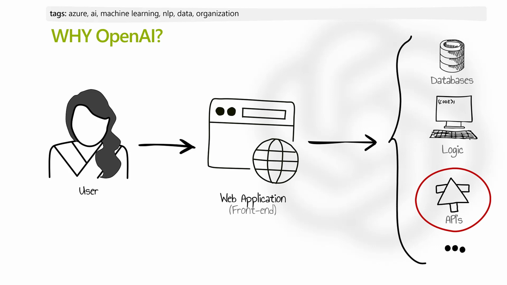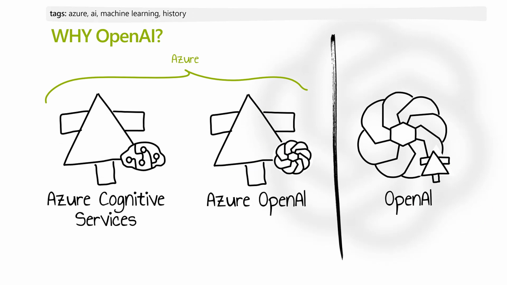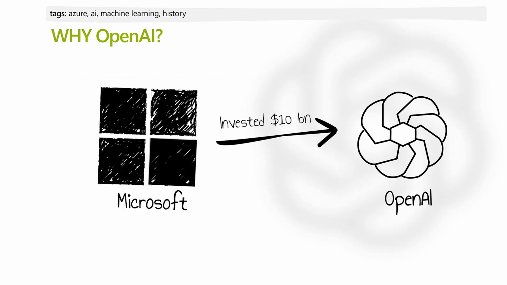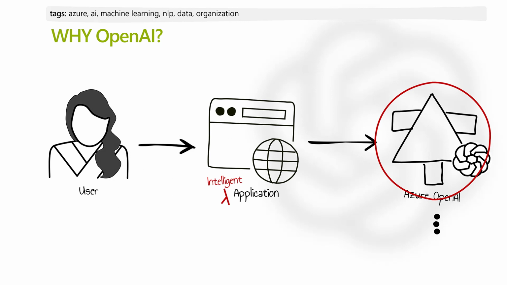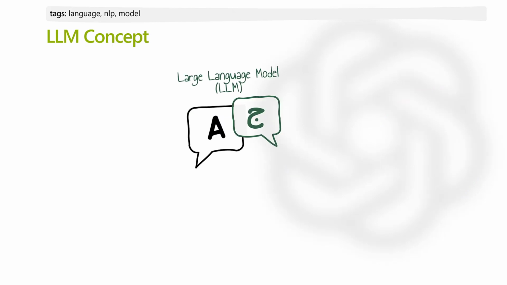Looking at APIs, OpenAI is one API, and Microsoft's version in Azure is called Azure OpenAI, just like Azure Cognitive Services. Microsoft invested $10 billion in the OpenAI organization to use their technology. My intention with these sessions is to show the use of Azure OpenAI to go beyond chatbots to build an intelligent application. You might have come across the term large language model on the internet.